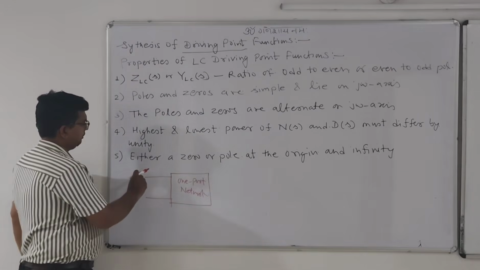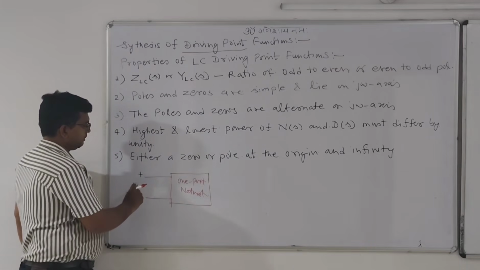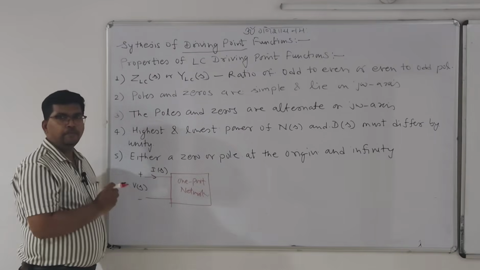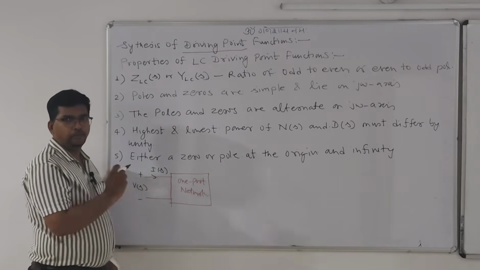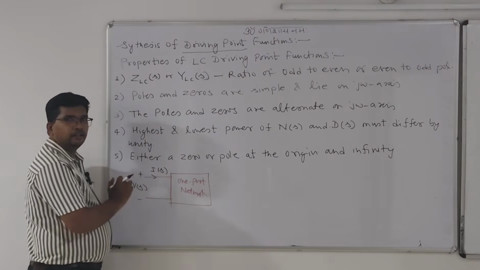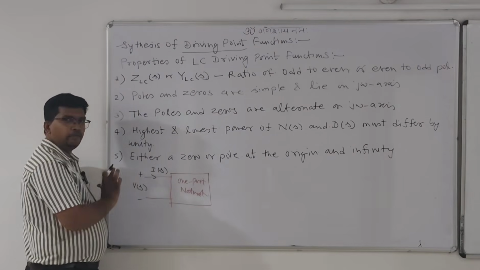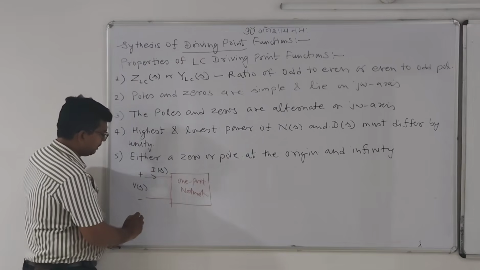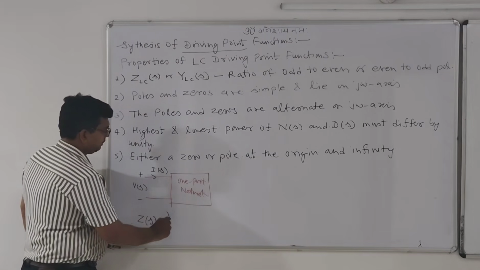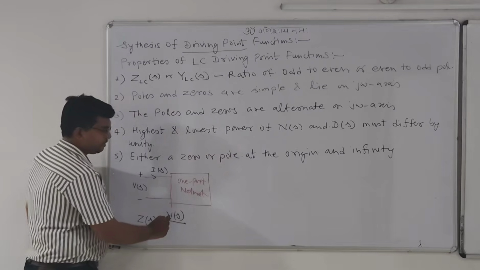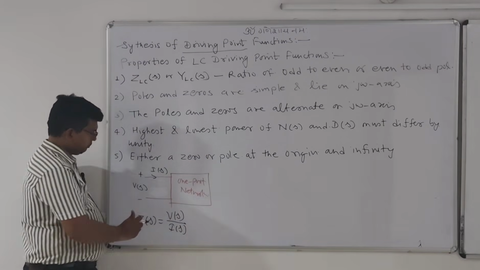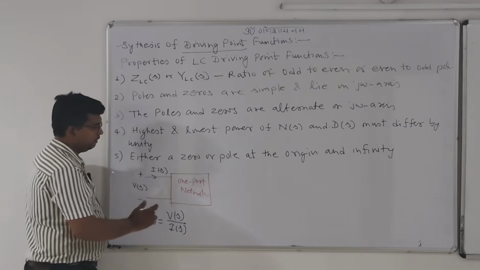If we measure both the voltage and current at the same port, it is called the driving point. So there are two quantities, one is voltage, another is current. If we measure both at the same port, they are called driving point quantities. If we measure the impedance, it is the ratio of the Laplace transform of the voltage to the Laplace transform of the current. So it is called a driving point impedance function.